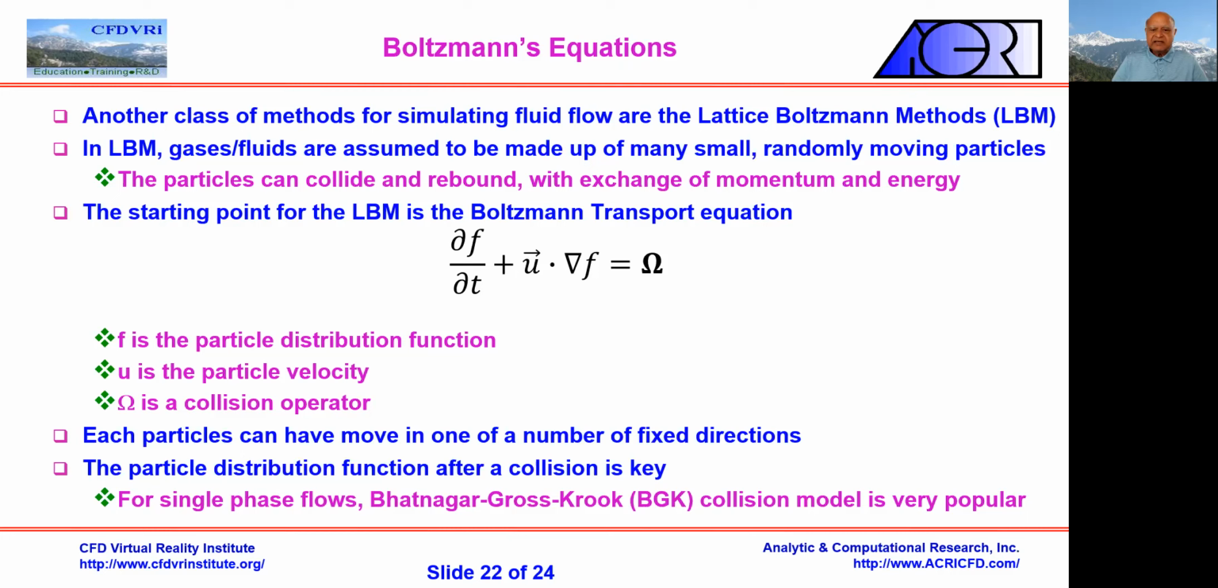So this is the basic equation, and what this says is that let's define a function f, which is the particle distribution function. This is how the particles are distributed. Their motion is represented by u times the gradient of f, and omega is the collision operator. Now, how does collision happen? You can think of collision, as I said, at the molecular level. Diffusion is a collision phenomenon, okay?